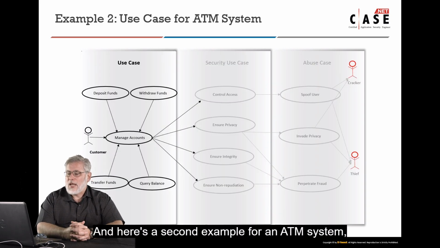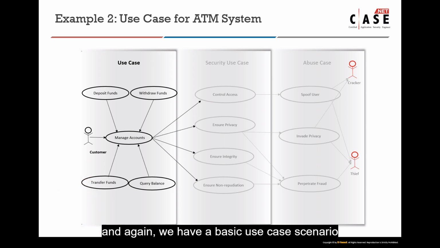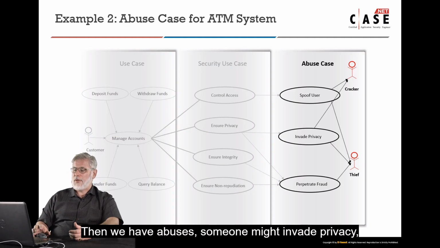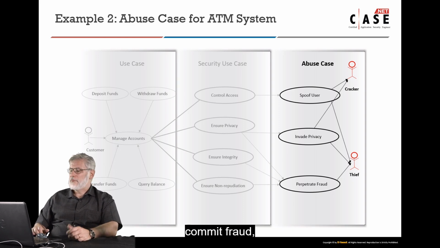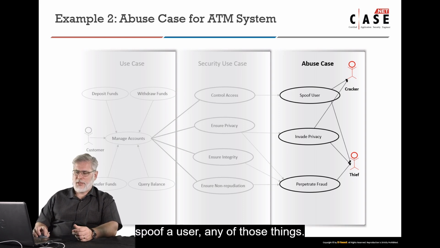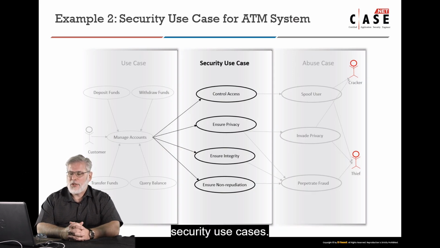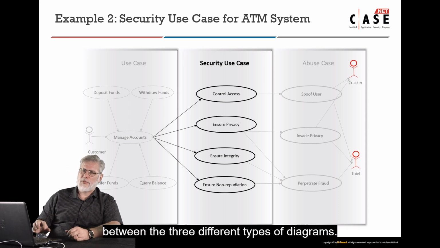Now here's a second example for an ATM system. And again, we have a basic use case scenario where they're depositing or withdrawing funds, getting balance, transferring, that sort of thing. Then we have abuses. Someone might invade privacy, commit fraud, spoof a user, any of those things. And those are mitigated by very specific security use cases. So again, we see the relationship between the three different types of diagrams.